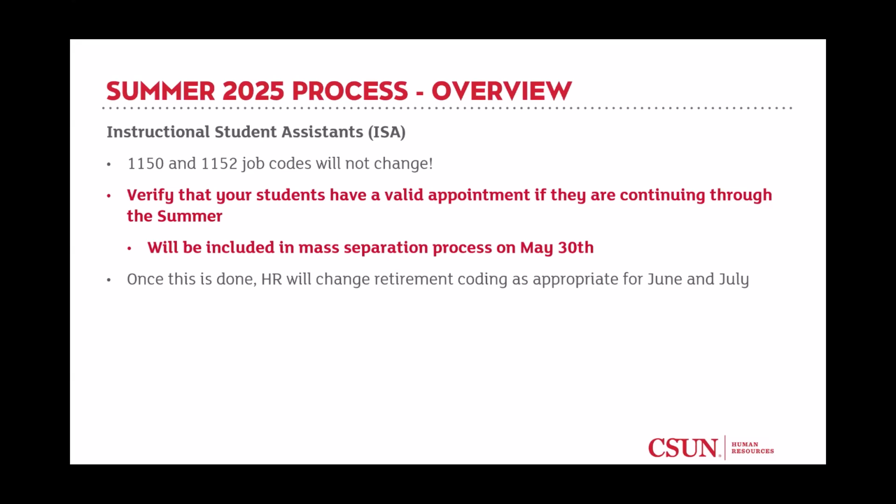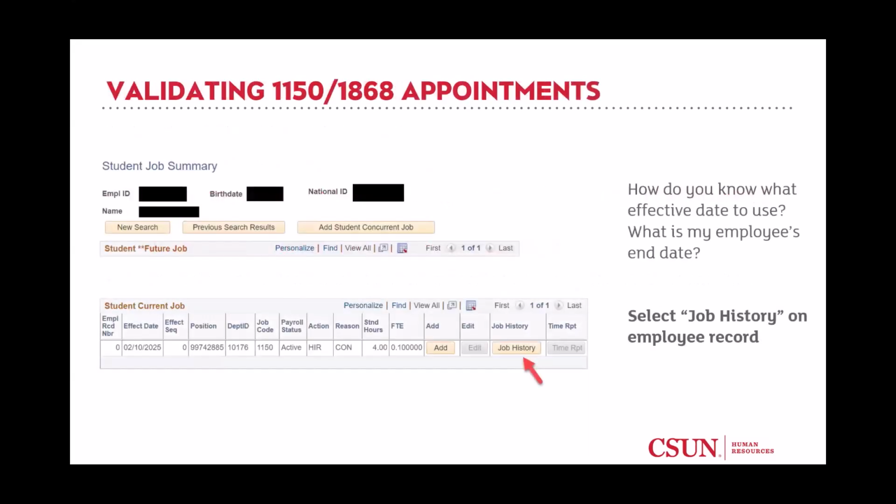But yes, for those that remain active, HR will change the retirement coding as appropriate for the months of June and July, depending on whether or not they are at the enrollment threshold for 1150s. Okay. So yes, validating your 1150 and 1868 appointments.